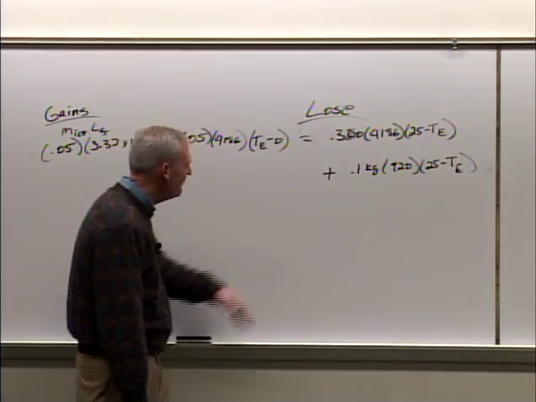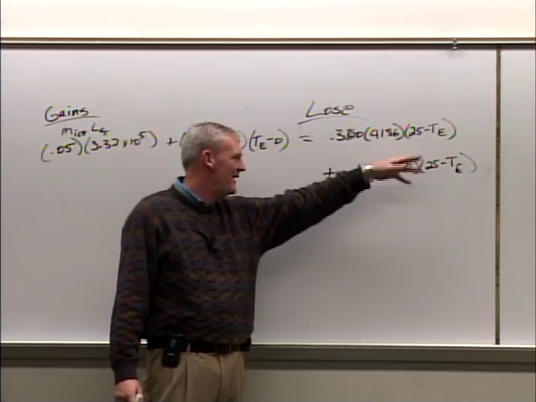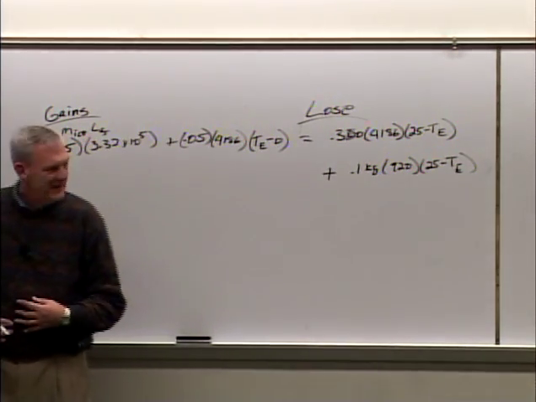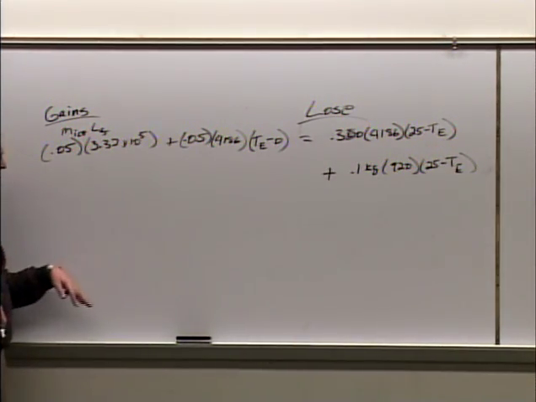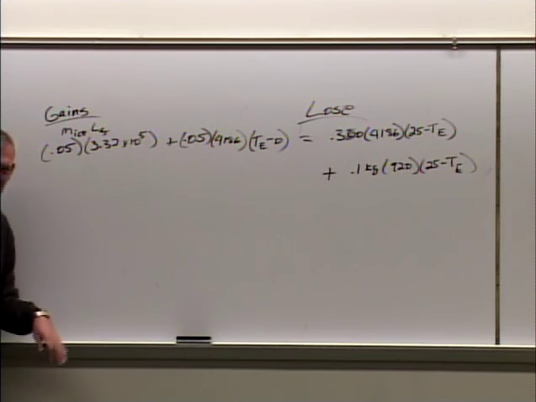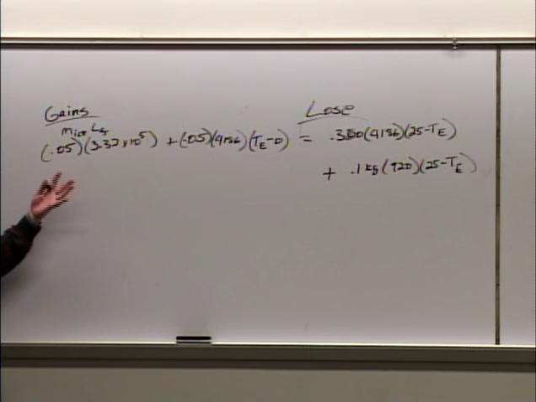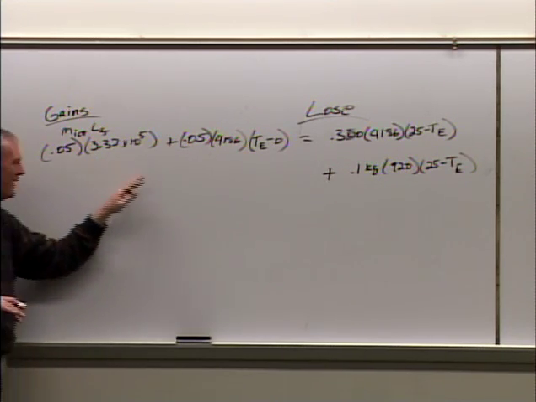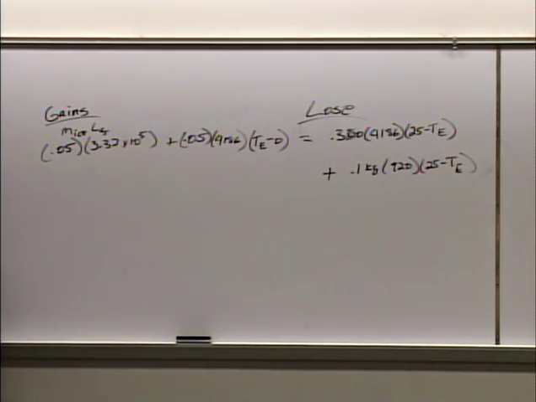Now we could be fancy with this side, and we could factor out the 25 minus T_E, and I don't want to do that. Basically, the way I solve these problems, once I get down to this stage, I just start putting in numbers. I don't try and get fancy and solve for T_E. So when we solve for T_E, I start putting in the numbers.